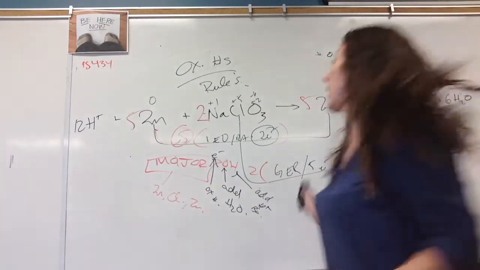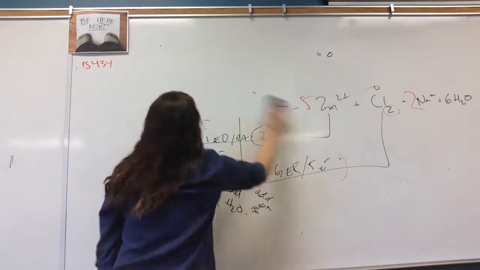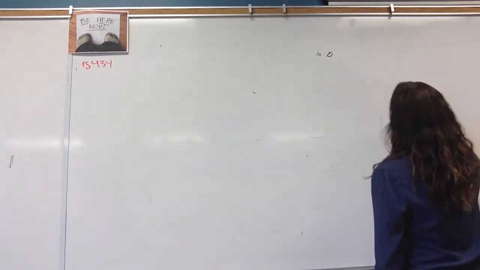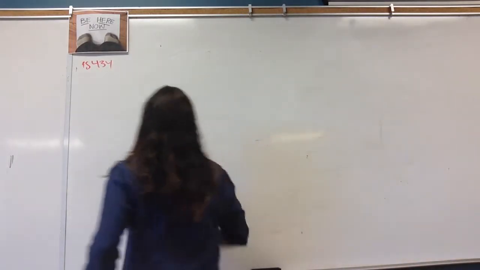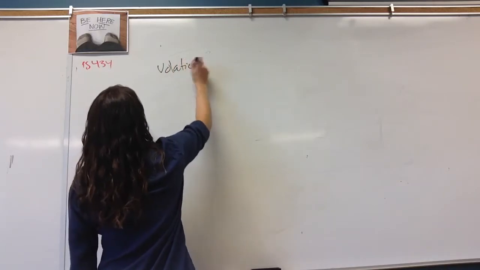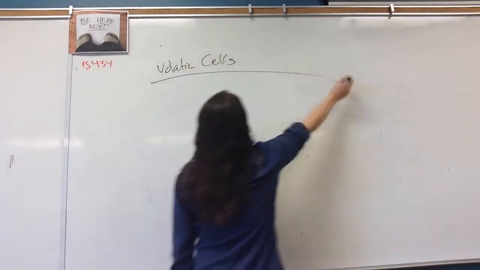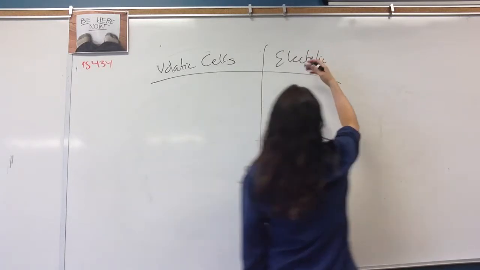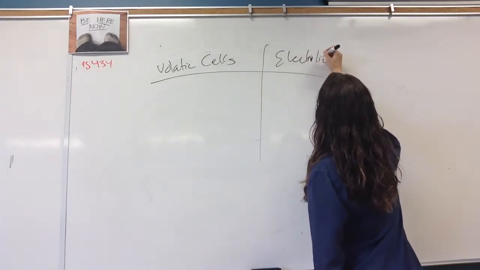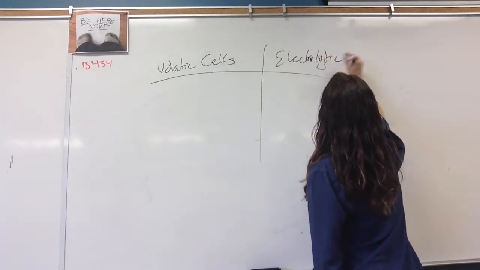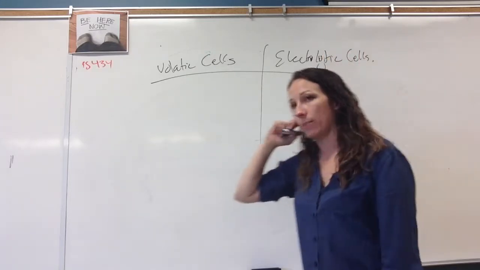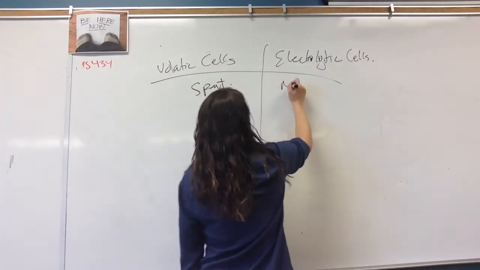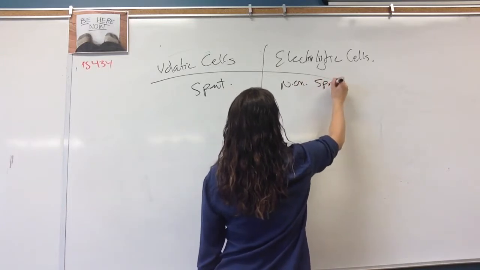Then we begin looking at, and this will be a lot shorter because I'm getting tired and you are dying over there, this is where the next chapter comes in, where we look at voltaic cells and electrolytic cells. I think it's a Y: E-L-E-C-T-R-O-L-Y-T-I-C cells. Voltaic cells are spontaneous, electrolytic cells are non-spontaneous.